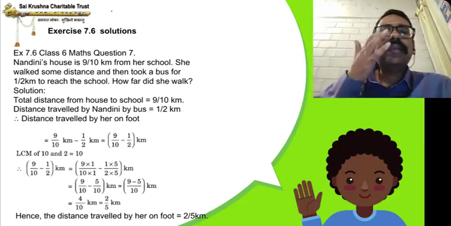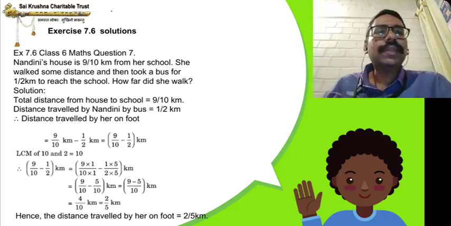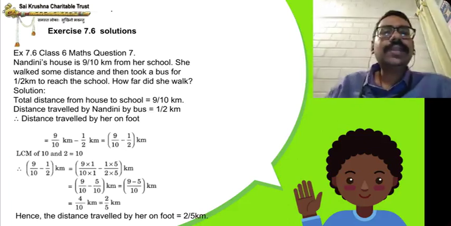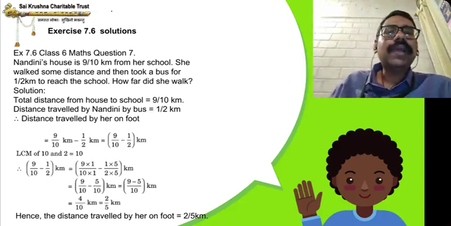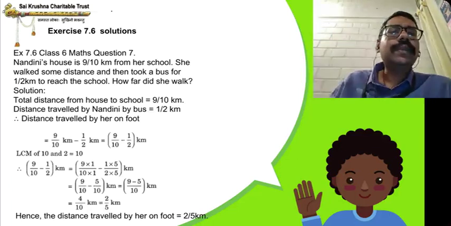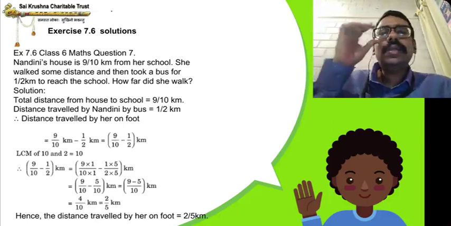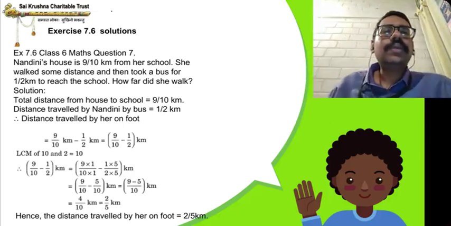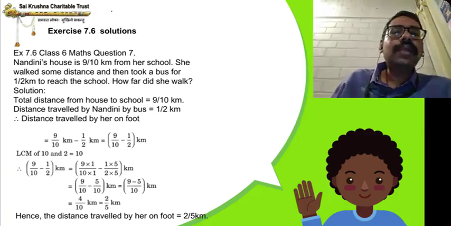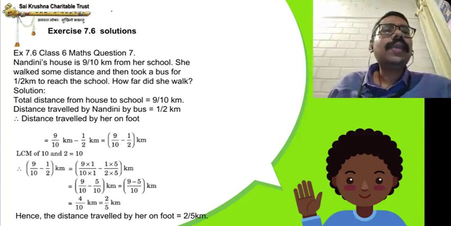Now 9 by 10 and 5 by 10 are both like fractions. So if you have to subtract like fraction, keep the 10 which is the denominator constant. 9 minus 5, numerator 1 minus numerator 2. We'll get 4 by 10 kilometer or 2 by 5 kilometer. How did I get 2 by 5 kilometer? Don't get confused. 2 2s are 4, 2 5s are 10. So 2 by 5 kilometer. So the distance traveled by Nandini on foot is 2 by 5 kilometer.